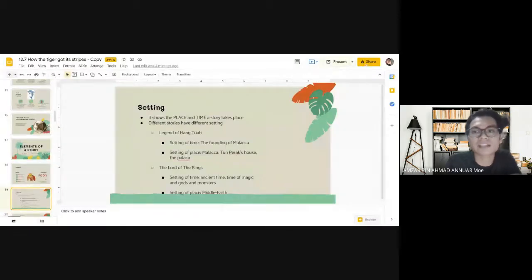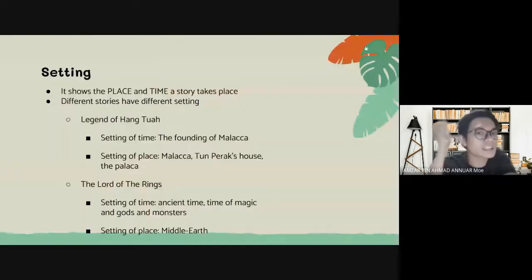Now there are examples here. First story is the legend of Hang Tuah. I'm sure everyone is very familiar with this story, right? Semua orang pernah dengar cerita ni kan? The legend of Hang Tuah.